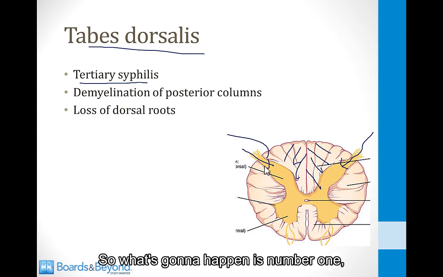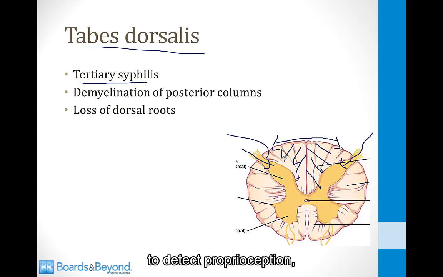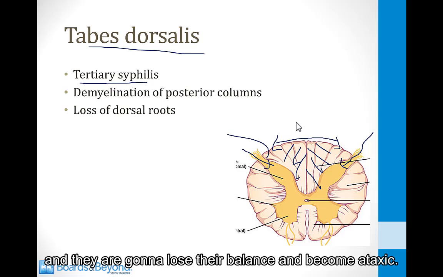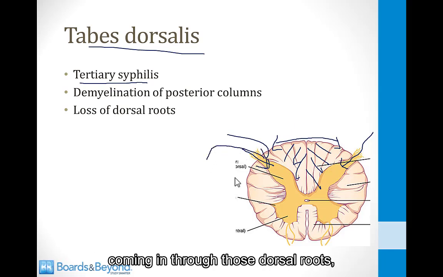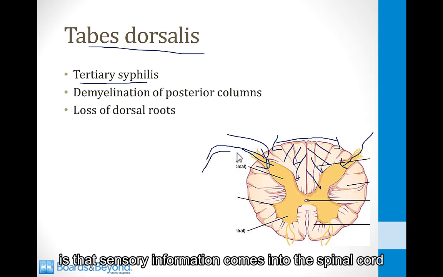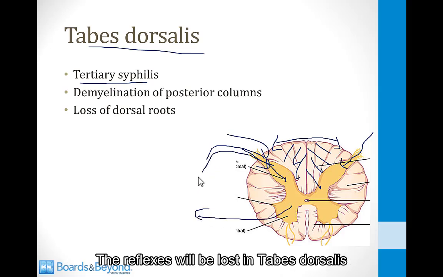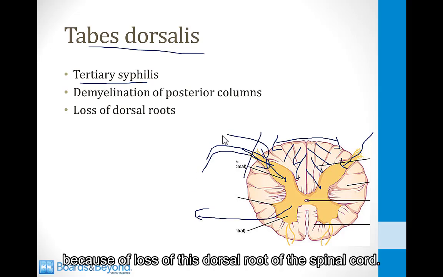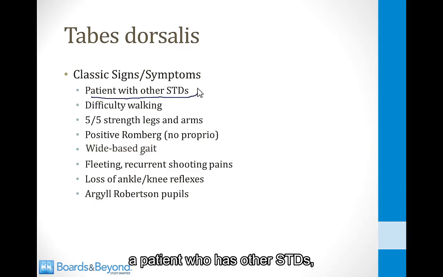So what's going to happen is, number one, these patients are going to lose their ability to detect proprioception, and they're going to lose their balance and become ataxic. Also, because there's no sensory information coming in through those dorsal roots, they're going to lose their reflexes. The way you have a reflex is that sensory information comes into the spinal cord, synapses with the anterior horn, and goes back out. The reflexes will be lost in tabes dorsalis because of loss of this dorsal root of the spinal cord. So the classic presentation is going to be a patient who has other STDs.